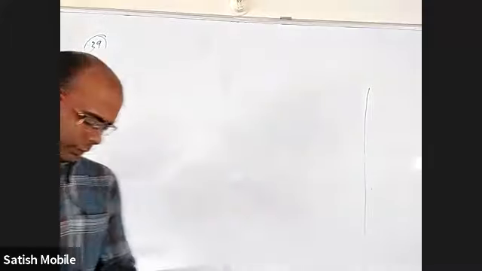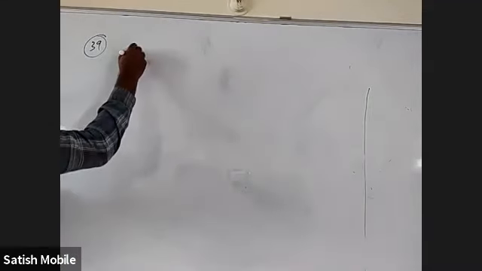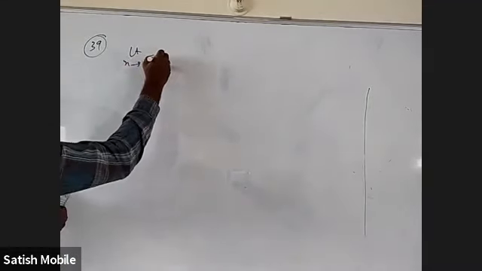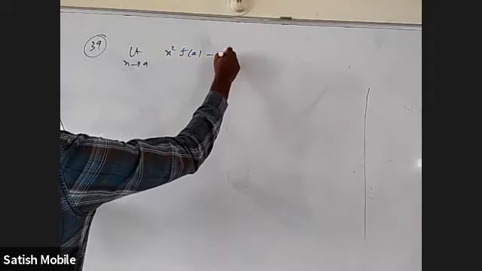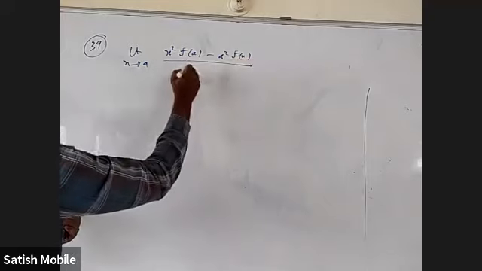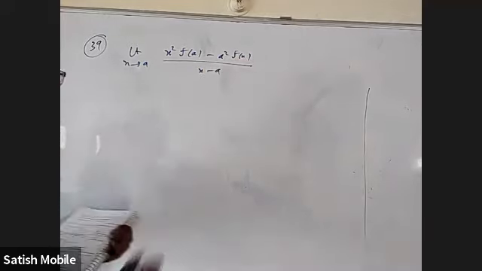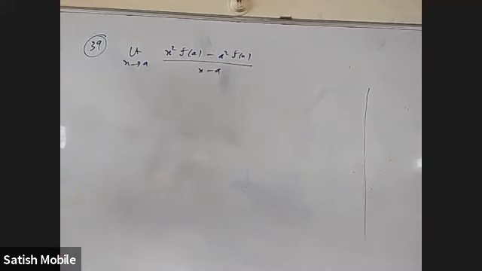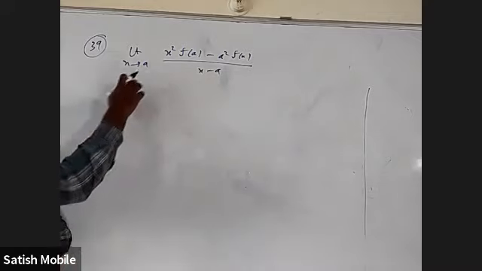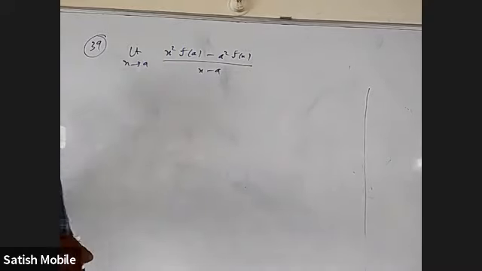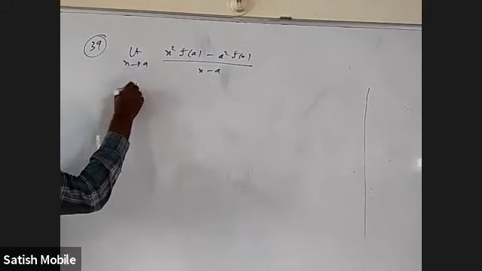39th question. They want the limit as x tends to a of (x square f of a minus a square f of x) by (x minus a). If you directly substitute, it is 0 by 0 form. If you want, you can use L'Hospital rule. You can even do without that. Let me do it with the L'Hospital rule.